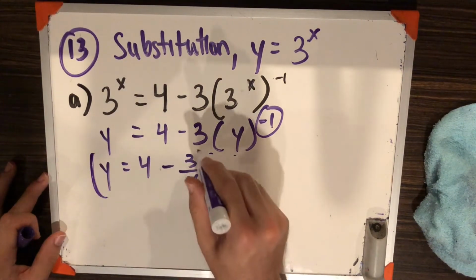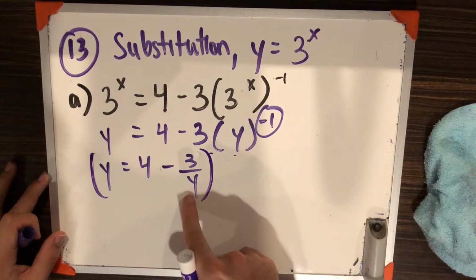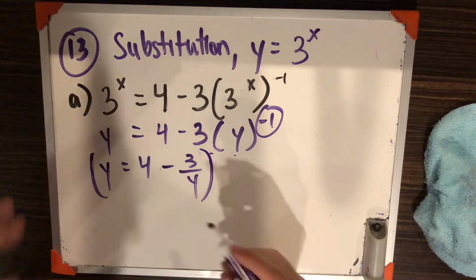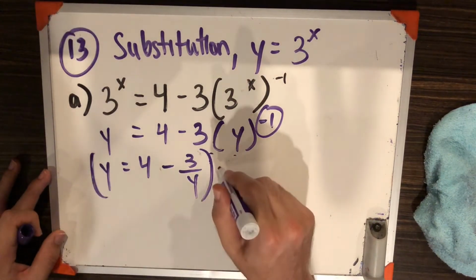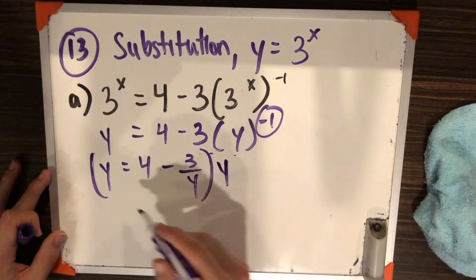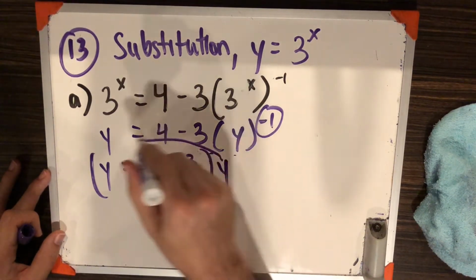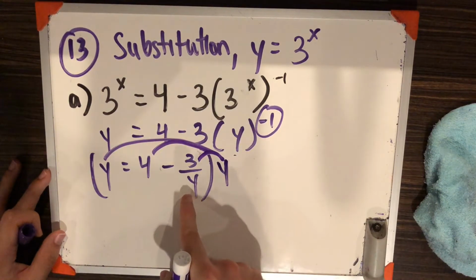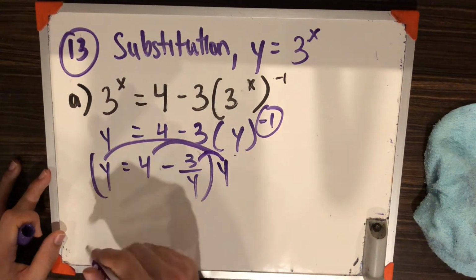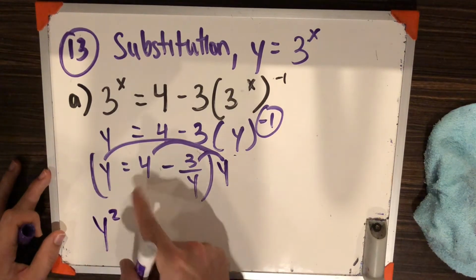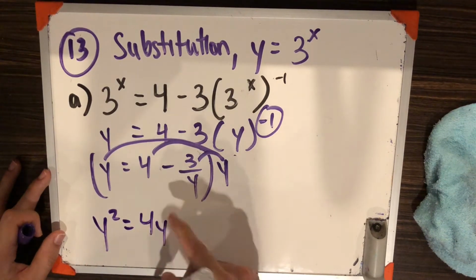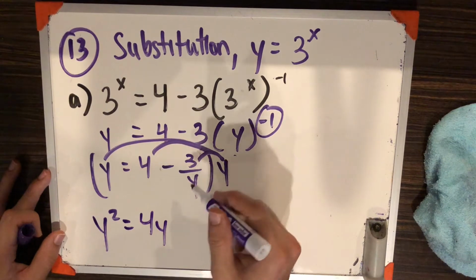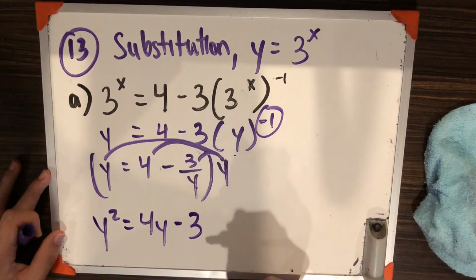Now, instead of adding 3 over y and 3 over y here, probably the best thing is to multiply everything by y so we can just cancel this y out. The easiest thing to do is not to deal with this fraction. So if we multiply y to everything, y times this, and y times this, because again we want to cancel that y out, that would turn out to be y squared is equal to 4y, and then y and y will cancel out, so minus 3.